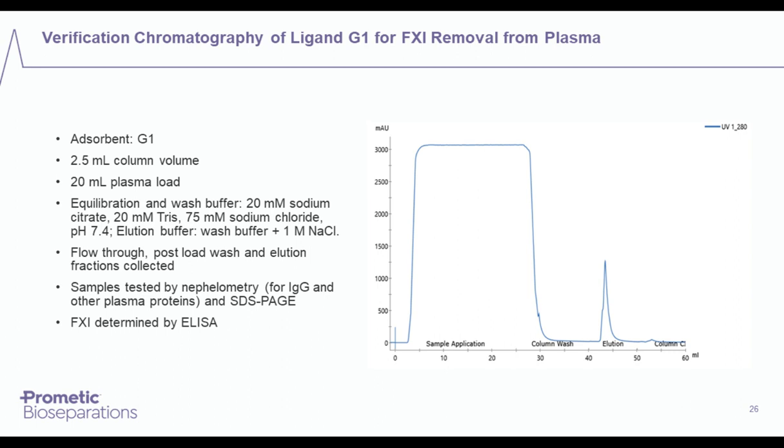To verify the results of the library screens and to demonstrate the comparability of the MMM plate columns to more traditional columns, adsorbent G1 was selected for a 10-fold scale-up to a 2.5 ml borosilicate column, which was loaded with 20 ml of plasma. This resulted in a classical affinity-style purification profile with target plasma proteins passing through the column unhindered.